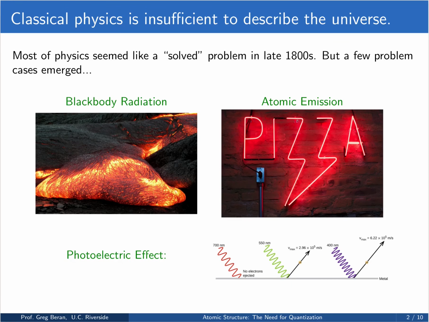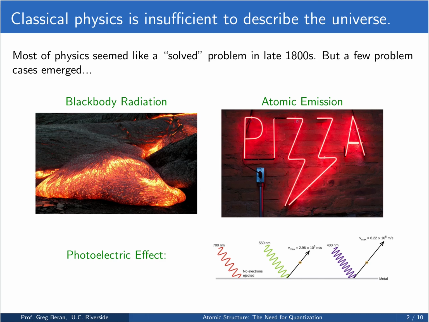While classical physics proved enormously successful for describing things like electromagnetic radiation, for baseballs being thrown through the air, and so on, it turns out it's not actually sufficient to describe everything in the universe. Things like atoms and molecules at the very smallest scale actually cannot be well described by classical physics. But in the late 1800s, it actually seemed like most of physics was a solved problem. There were just these few edge cases that had emerged that people didn't understand.